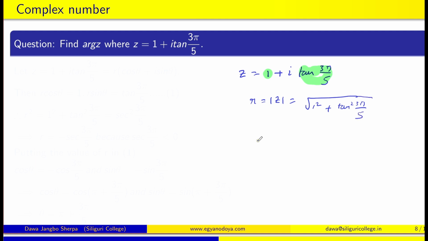So here you will get this equal to under root sec square 3 pi by 5, and this equals minus sec 3 pi by 5. I am taking this negative sign because sec 3 pi by 5 is negative, so that negative and this negative will make it positive, because r is a distance, so it is always positive.